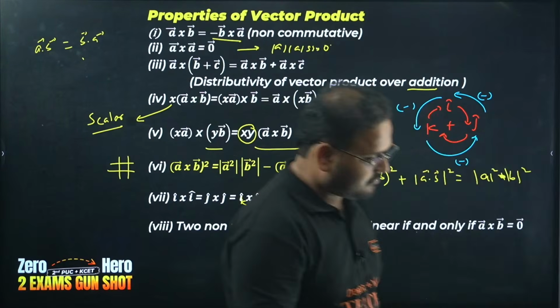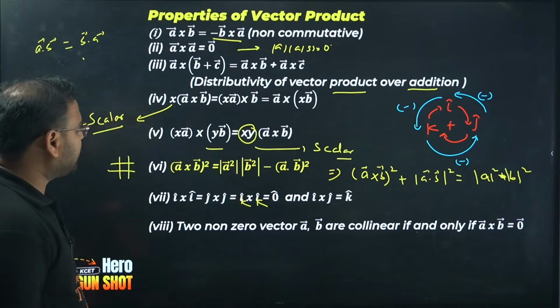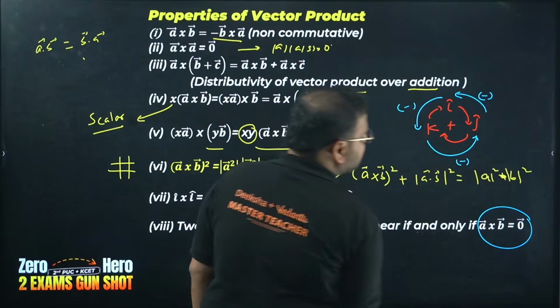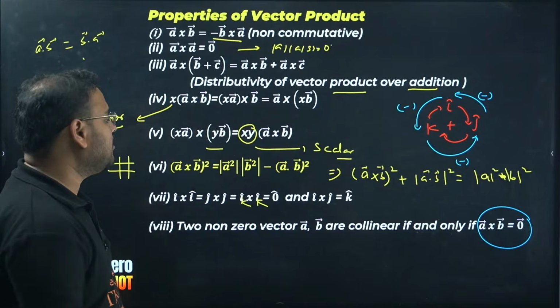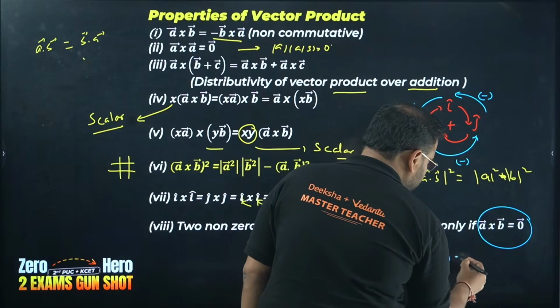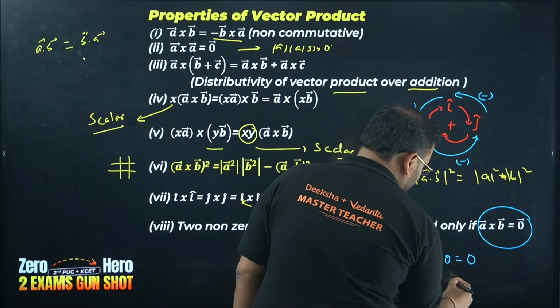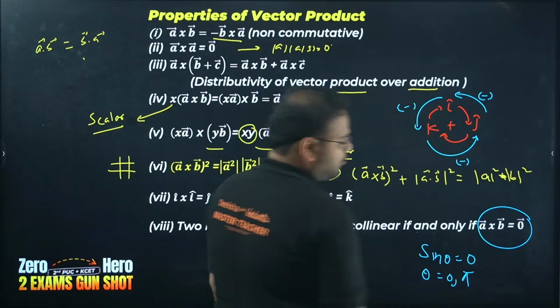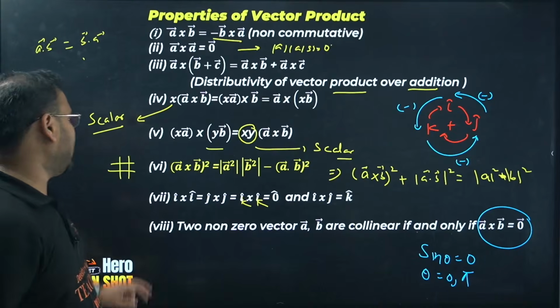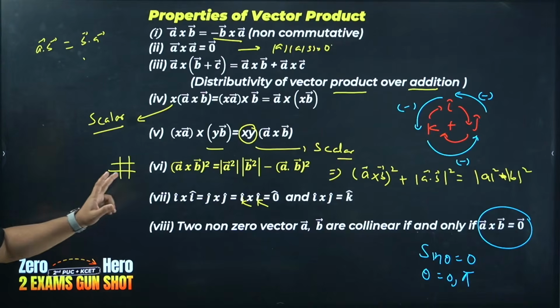Alright. Two non-zero vectors A, B are collinear if and only if A cross B is 0. Okay, A cross B is 0 because this can happen only when sine theta is 0. Theta is what? Either 0, pi, and so on. 0, pi represents what? It is going to be parallel or on the same line, overlapping or parallel in nature.